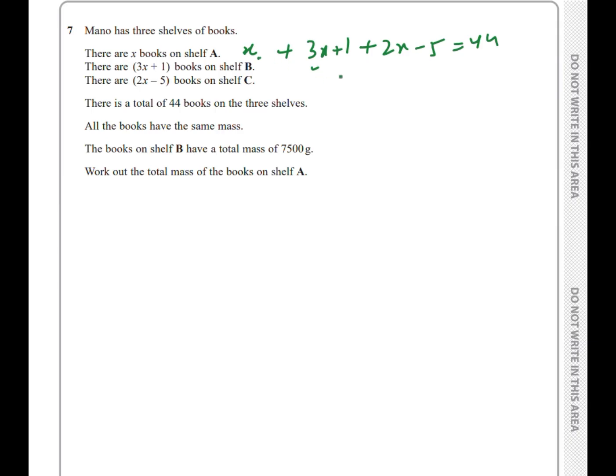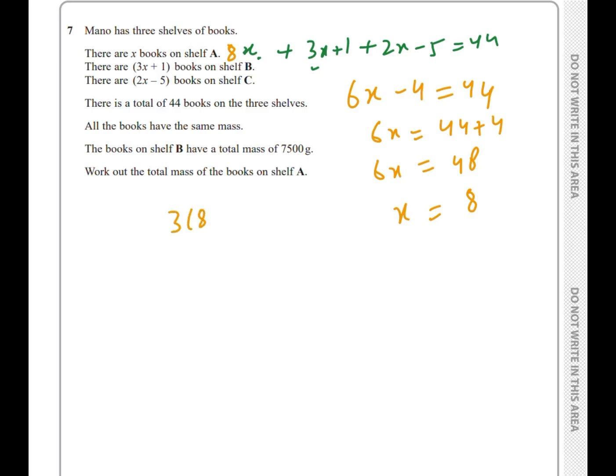So 3x plus x is going to give you 4x, and 4x plus 2x is going to give you 6x, and 1 minus 5 is going to give you minus 4, equals 44. Then 6x equals 44 plus 4, so this is going to be 48. So x is going to be 48 divided by 6, which is 8. It means that x is equal to 8. So there are 8 books on shelf A. There are 3 times 8 plus 1, which is 25 books on shelf B.